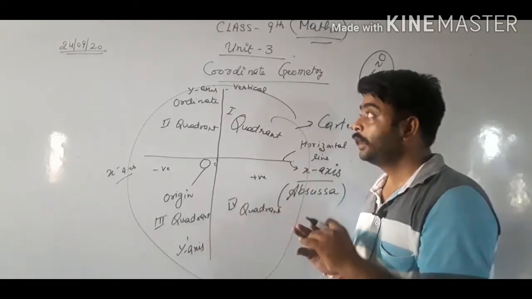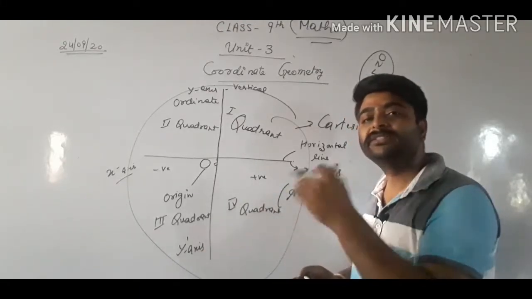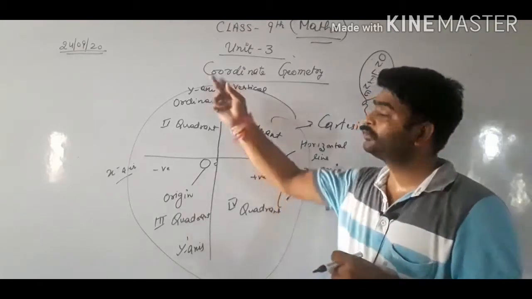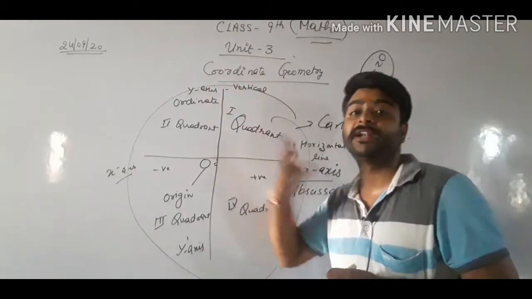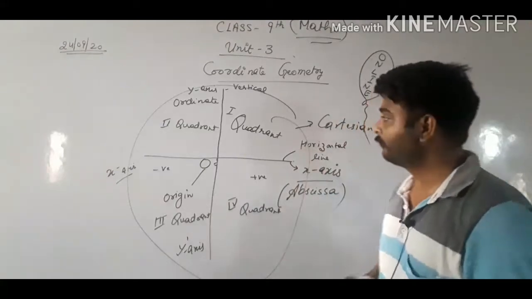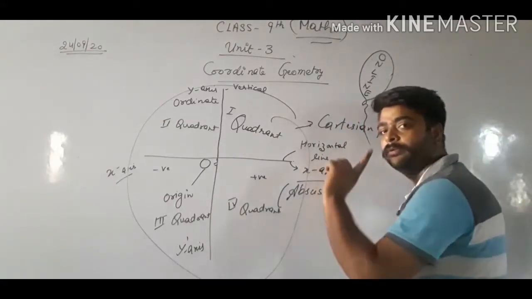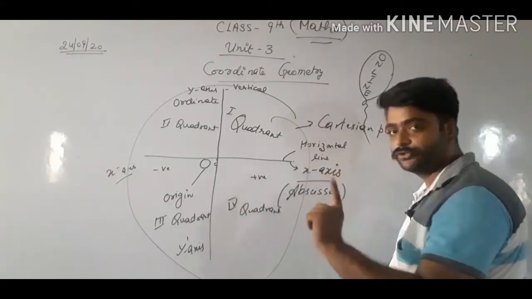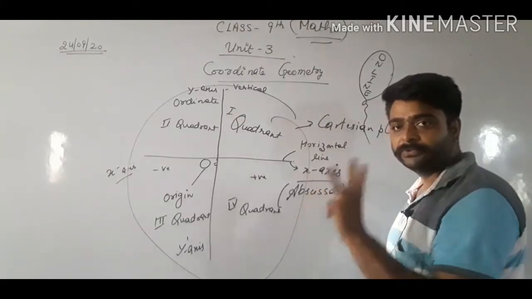Now class, let us know what a coordinate is. Coordinate means two points on a graph. Got it class? I am going to rub this. Okay, take a screenshot of this.